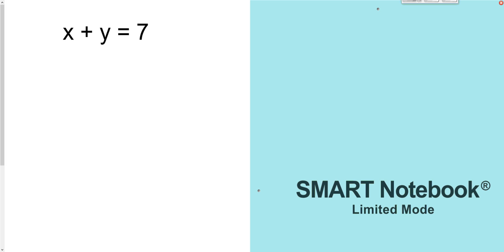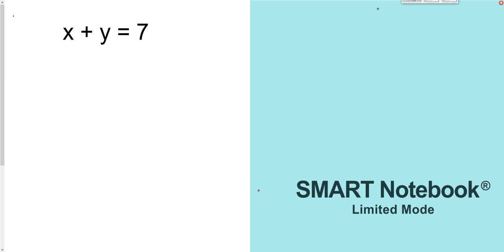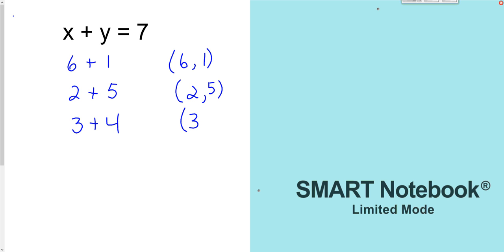Here's an example. So here's an equation, x plus y equals 7. I don't know why I said 6. Can you think of some numbers that I can plug in here that would make this equation true? I'm sure a lot of you thought of 6 plus 1. That would be true. So the coordinate (6, 1) is a solution. How about 2 plus 5? That works also. So (2, 5) is another solution. 3 plus 4 is another solution. 1.5 plus 5.5 is another solution.